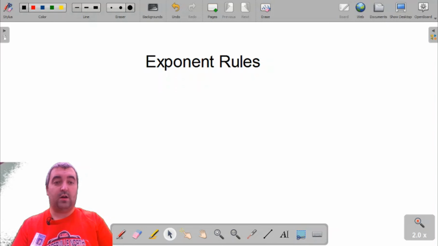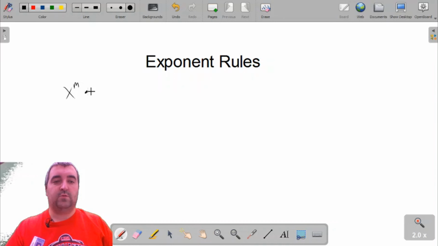Today we're going to talk about exponent rules. So we're going to kind of split this up a little bit. We're going to talk about 4 exponent rules in this one, and then there'll be another video that has a few more. So the first one we're going to talk about is when you are multiplying 2 exponents with the same base.